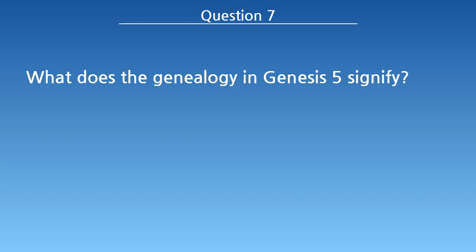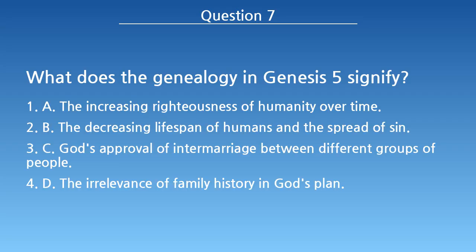Question 7. What does the genealogy in Genesis chapter 5 signify? Options. 1. A. The increasing righteousness of humanity over time. 2. B. The decreasing lifespan of humans and the spread of sin. 3. C. God's approval of intermarriage between different groups of people. 4. D. The irrelevance of family history in God's plan.